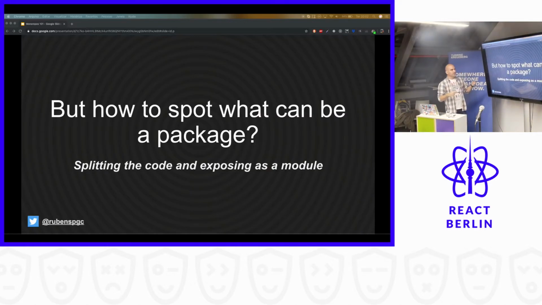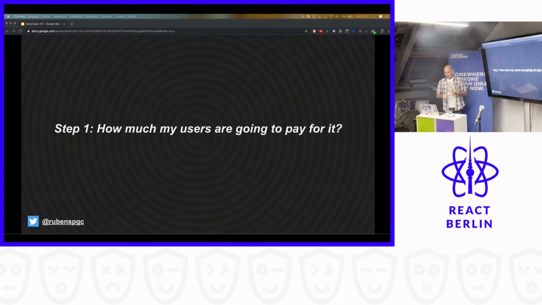Okay, so you're talking about a lot of packages and splitting the code, etc. How can I spot what should be a package inside my application, so I can build the monorepo in the right way? It's all about the number of dependencies. There are three steps. The first one is how much my users are going to pay for it. It doesn't matter if your project is open source, where a user is using React in your library, or an internal open source, inside the company, where someone wants to install your components.